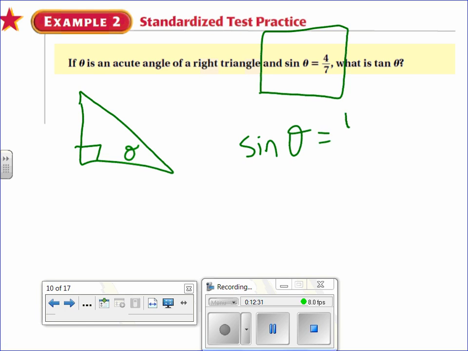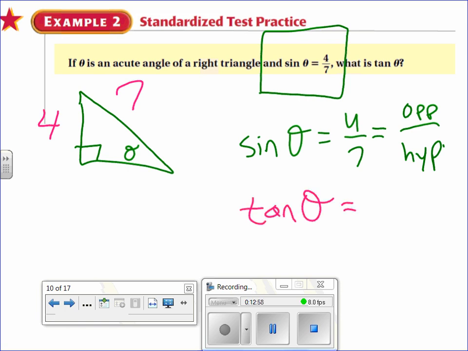Sine of theta is 4 over 7. But if you remember, sine is opposite over hypotenuse. So you should basically make the 7 your hypotenuse in your triangle. This is where my hypotenuse is. And you should make the 4 your opposite side in your triangle. So wherever you labeled theta, you should travel across the triangle, and that's where your 4 should go. Does that make sense?